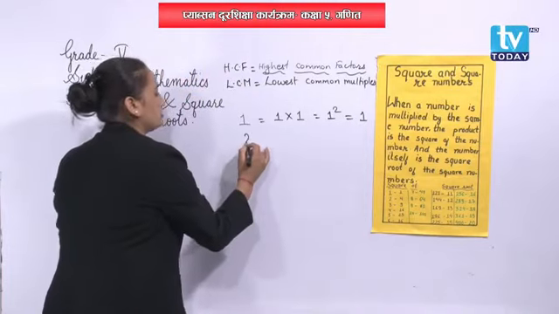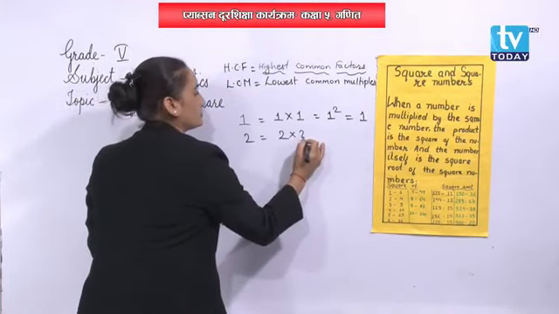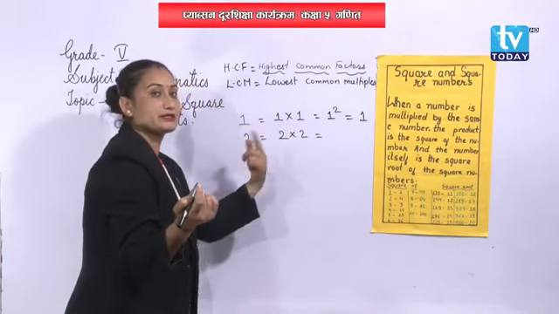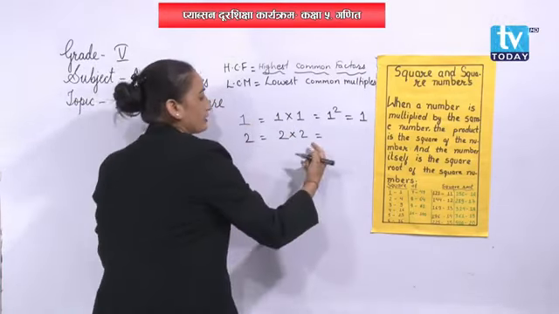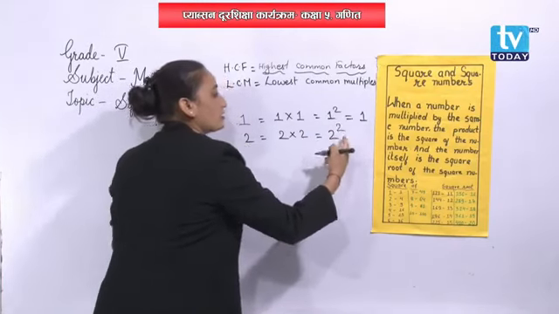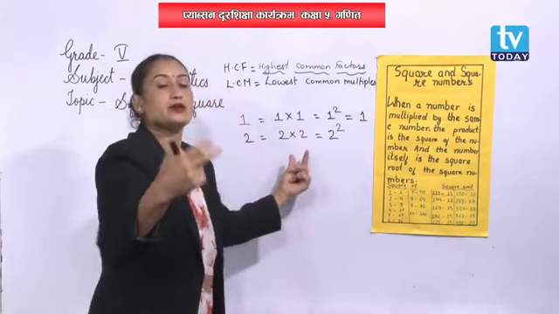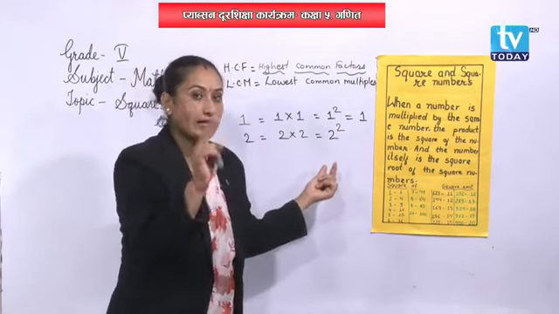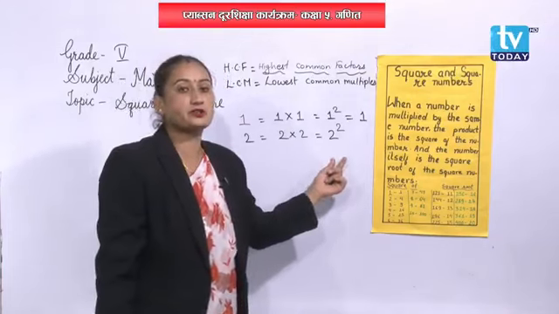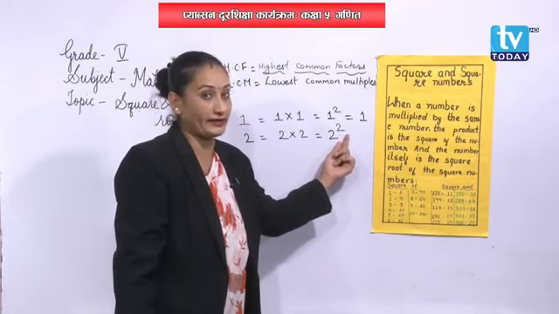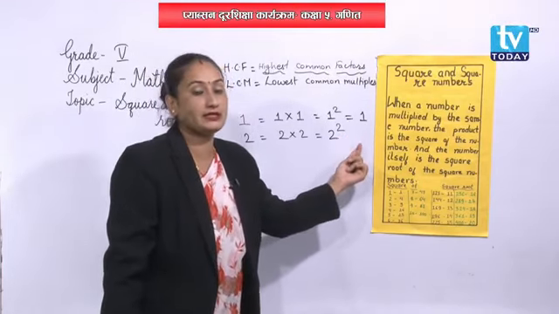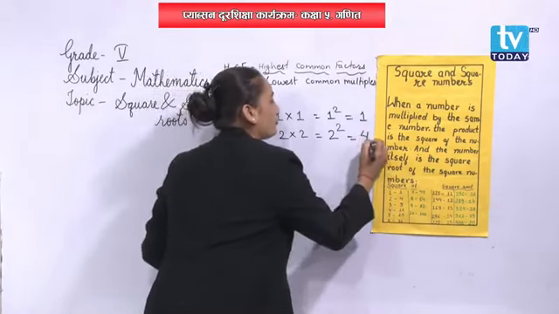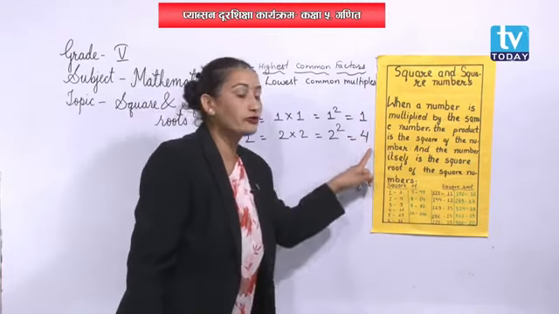Same here, 2. 2 into 2, how many times is the same number repeating and multiplying? 2 into 2 is 2 square. The same number is multiplying 2 times, that is 2 square. And what will the answer be? It will be 4. 2 times 2 is 4.